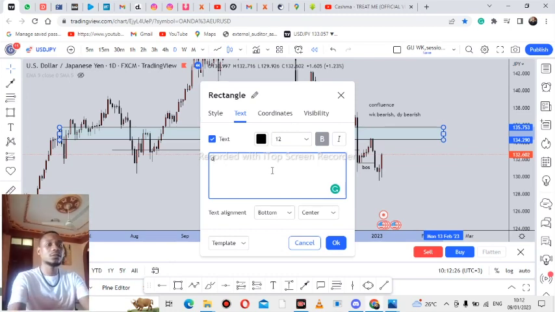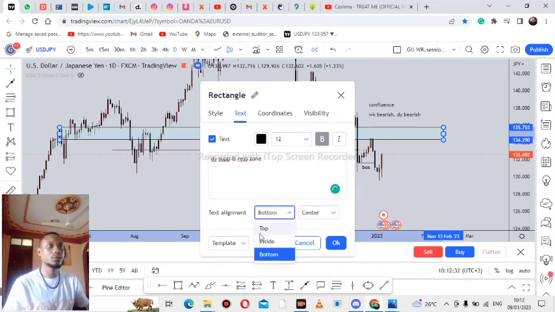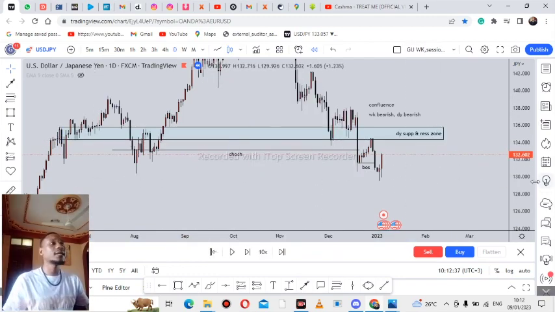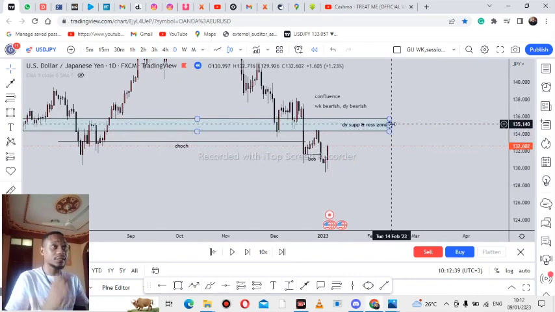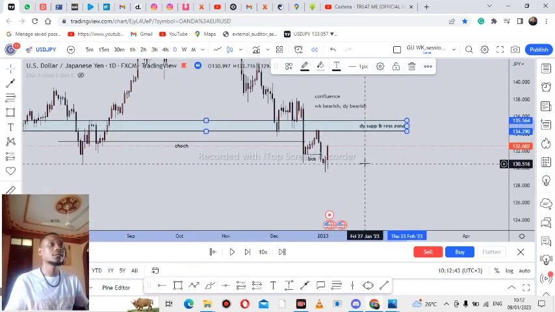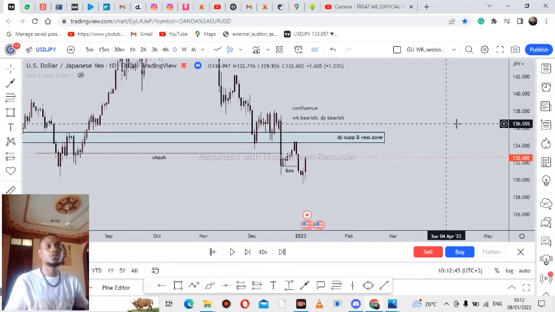So I will write down, this is the daily support and resistance zone. Already I had figured out in my mind that when price approached this area, this is where I am going to take my sell trade so that I can have the continuation.